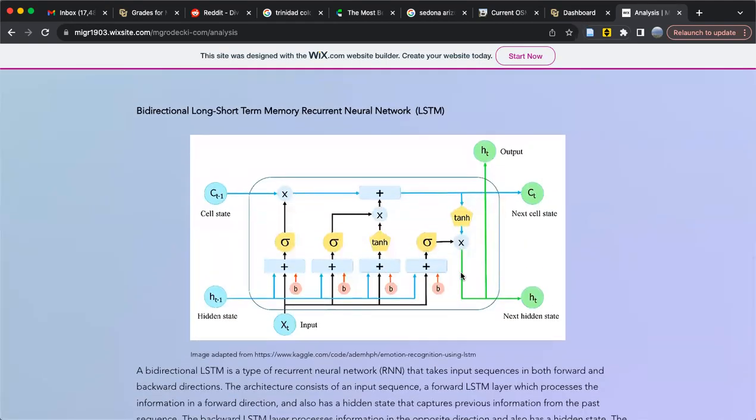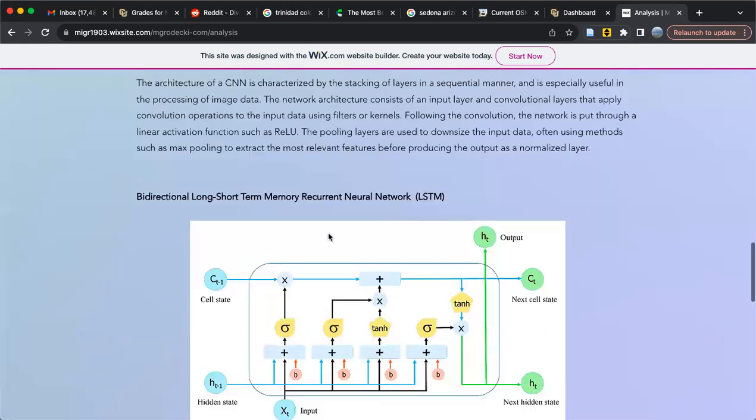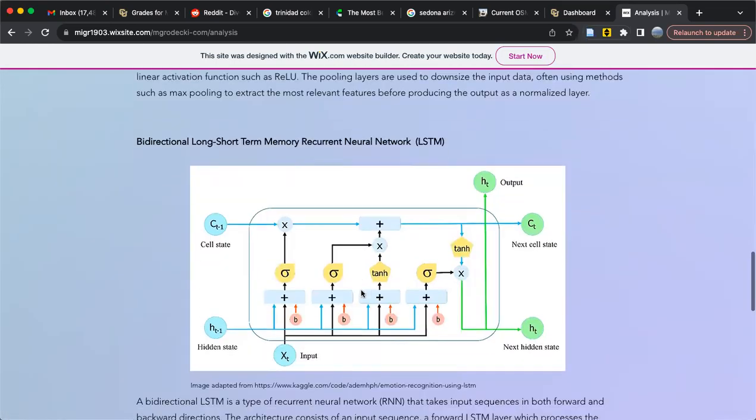Then the third model that was used is a bidirectional long short-term memory recurrent neural network, which can be abbreviated as an LSTM. And basically, this network takes input sequences in both forward and backward directions. The architecture here consists of an input sequence and then a backward layer, which processes information in the opposite direction. And yeah, it's a bit more complex than the CNN or the ANN.